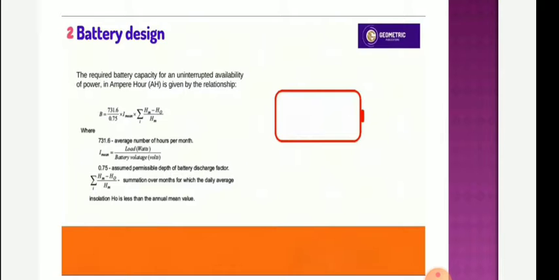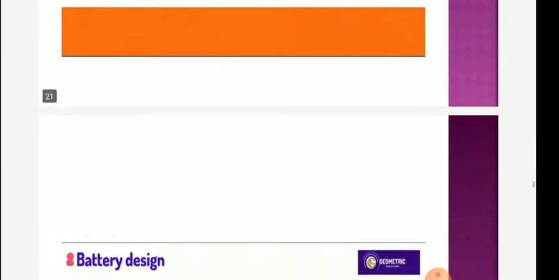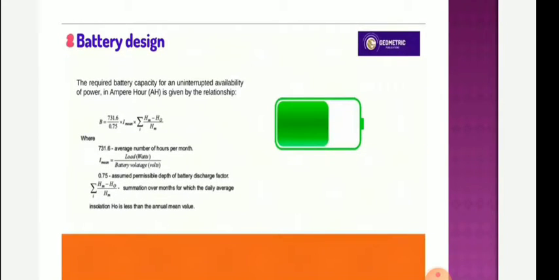So battery requirement in ampere hour will be calculated as load divided by battery voltage. With the help of this, a suitable battery will be selected. That will be clearly analyzed in the case study.